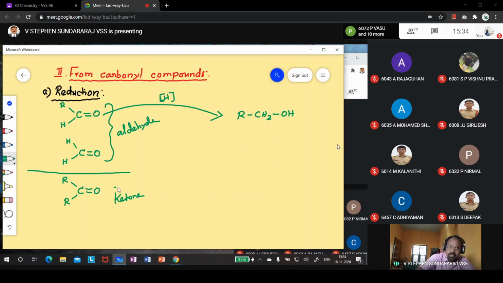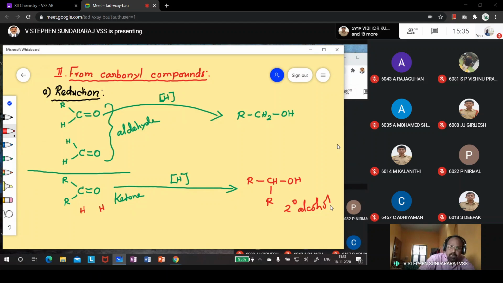And here what happened in this? If you carry out the reduction, means if you supply nascent hydrogen, what happened? Here I used to show in this carbon one hydrogen will be supplied, oxygen one hydrogen will be supplied, the bond will break. So R C R, here one hydrogen and here O with one hydrogen. This is secondary alcohol.